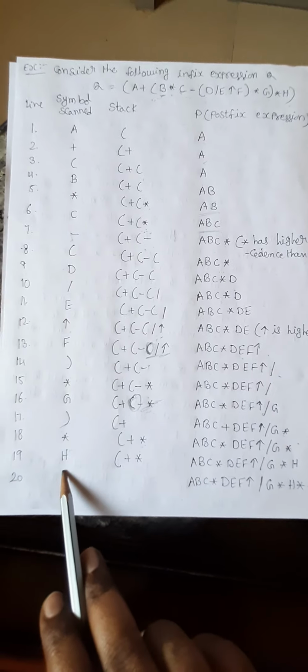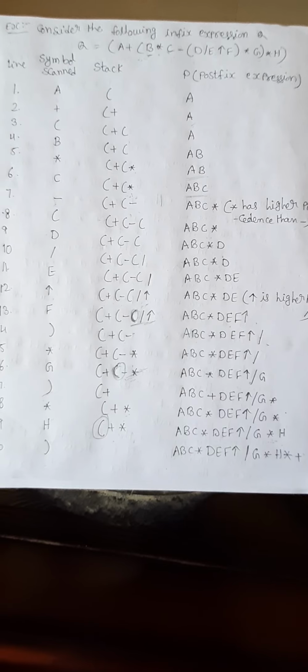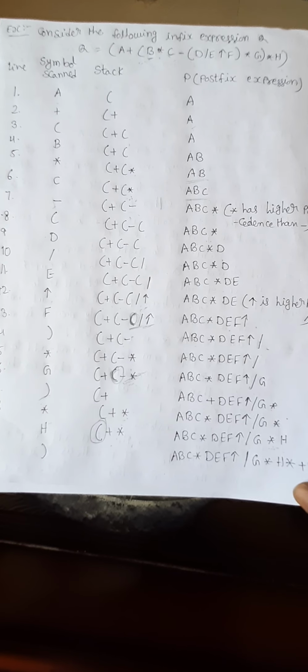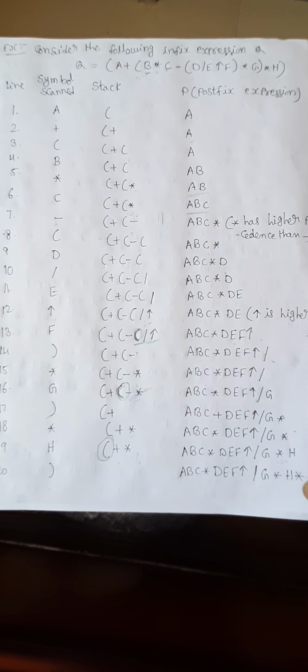And here the closing bracket has been encountered. Whenever the closing bracket, that is the right parenthesis, has been encountered, the left parenthesis will be popped. And here we have used this multiplication symbol. That multiplication symbol will be added to the postfix expression, and plus remained, plus will be added at the end, so we got the postfix expression. Like this we can convert the infix expression into the postfix expression. This is the topic regarding conversion of infix expression to postfix expression.